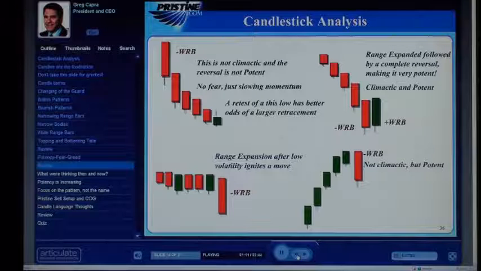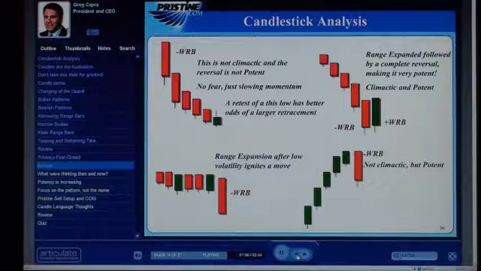Upper right, range expansion followed by a complete reversal, making it very potent. So as prices move down, the ranges expand until we get a bearish wide range bar, a climactic type of setup. Right? The range expansion, by definition, means that emotion is becoming climactic. The majority are in agreement at that time. And then there's an immediate potent reversal with prices closing up near the high of the green bar's range. It's a strong signal that prices are going to begin to move higher from a pattern like this.